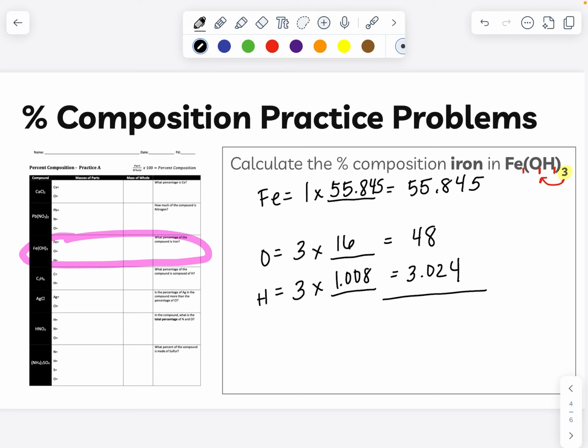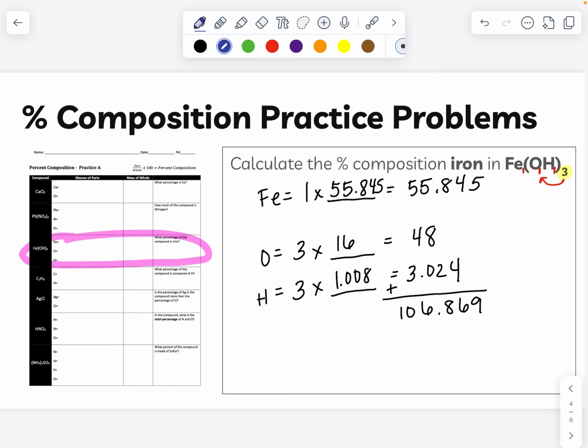3.024. So now I can add all 3 of those up together and get my total, and I get 106.869. So that's my math part, right? Kind of the first step is I just have to add everything up. I have to get the total.